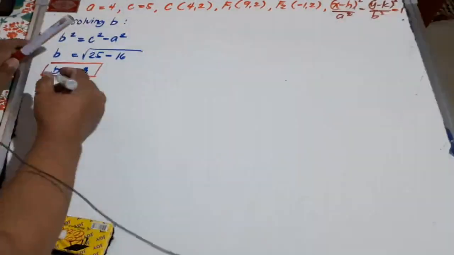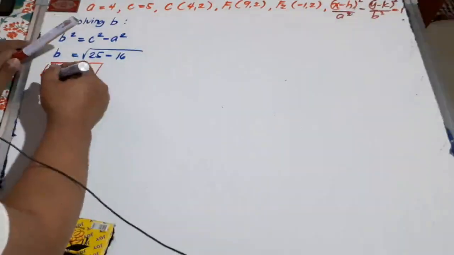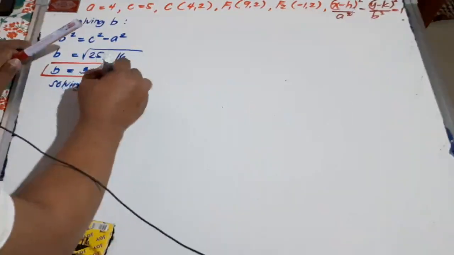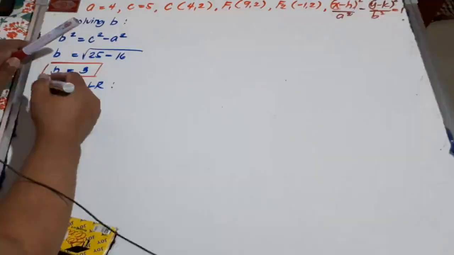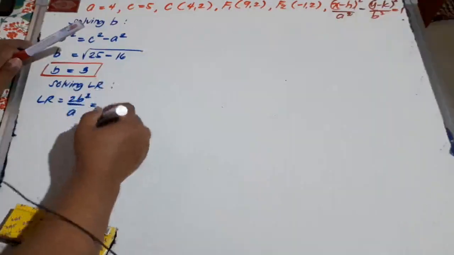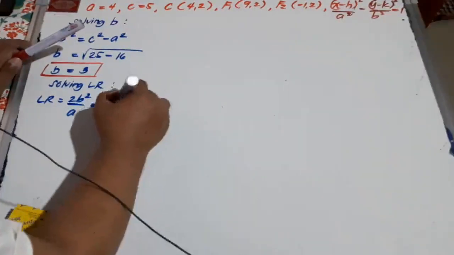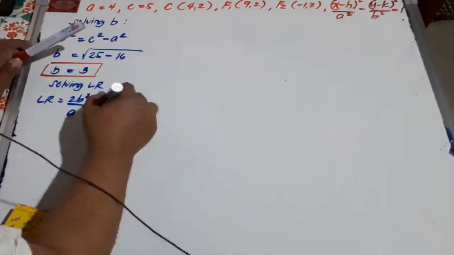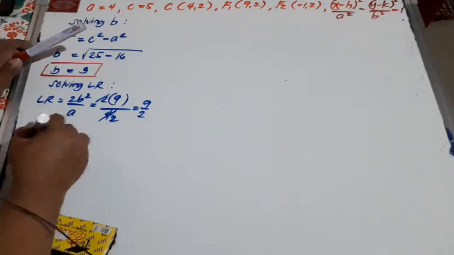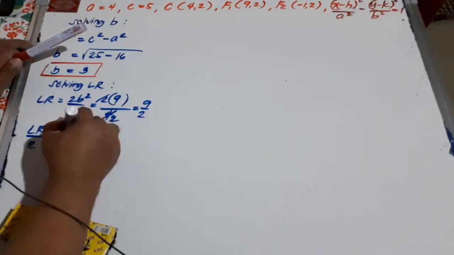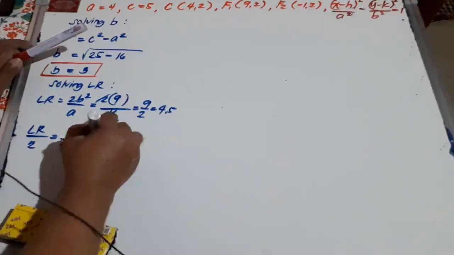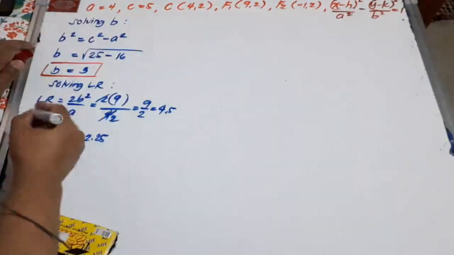Next is, kunin na rin natin yung latus rectum o latera recta. Solving LR. Okay? LR is 2b squared over a. 2 times b squared is 9. A is 4. Cancel. So, matitira 9 over 2. Okay? And half of latus rectum is, that will be 9 over 4. Okay? So, this is 4.5. This is 2.25. Okay? So, okay na. So, meron na tayo nito.